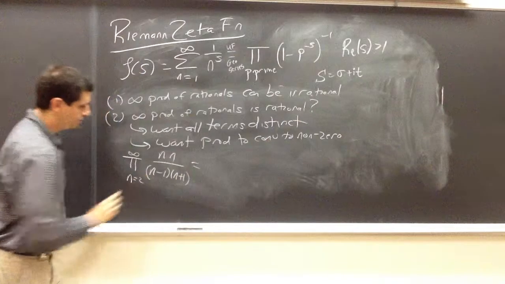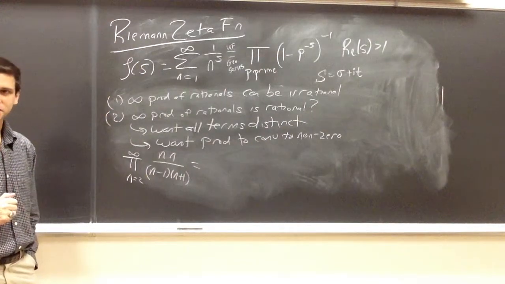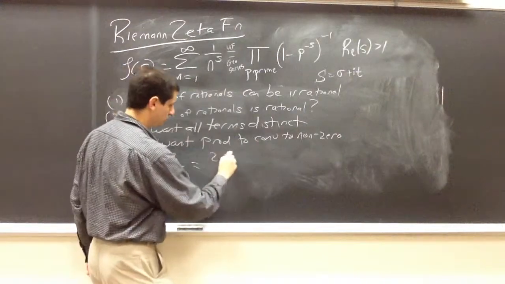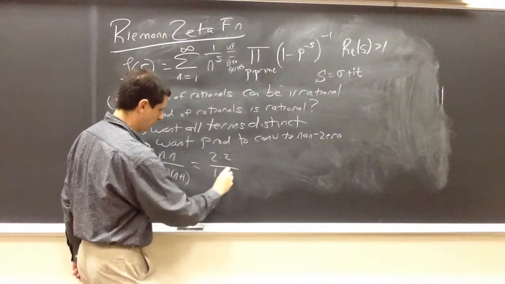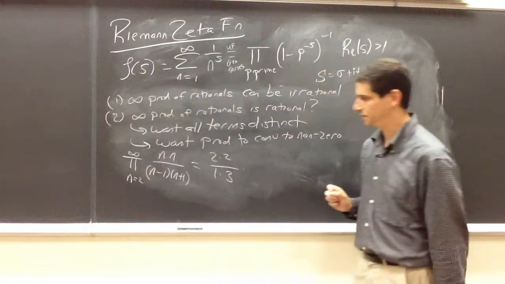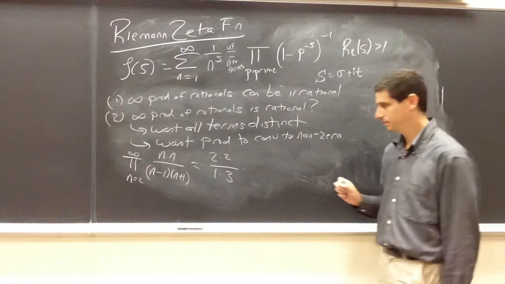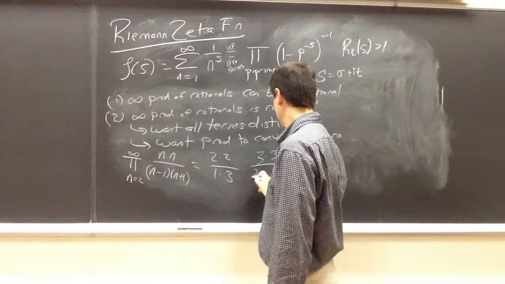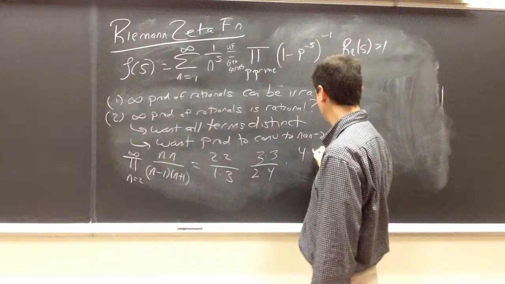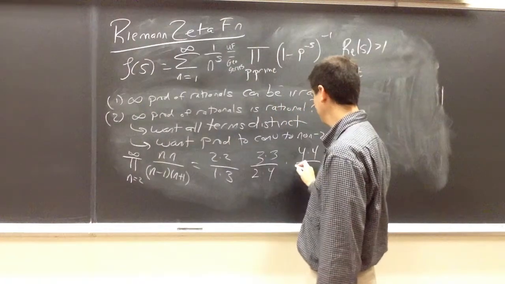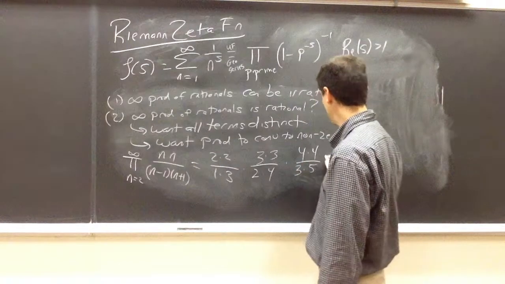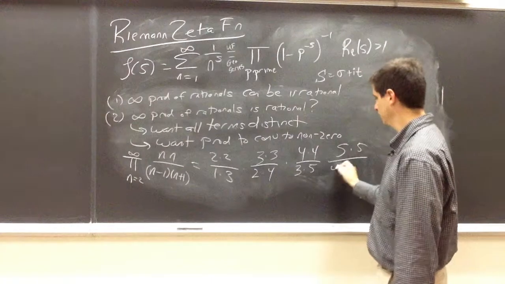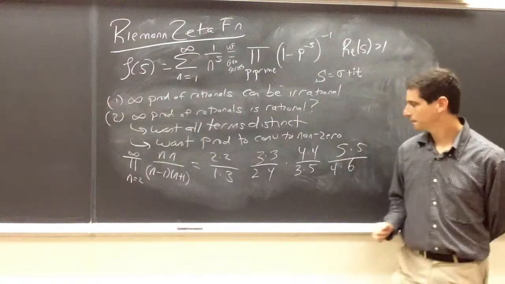So let me try this product. It's been a while since I've played these games. If I take n equals 2, I get 2 times 2 over 1 times 3. What's the next term going to be? 3 times 3 over 2 times 4. And the next term is going to be 4 times 4 over 3 times 5, then 5 times 5 over 4 times 6.